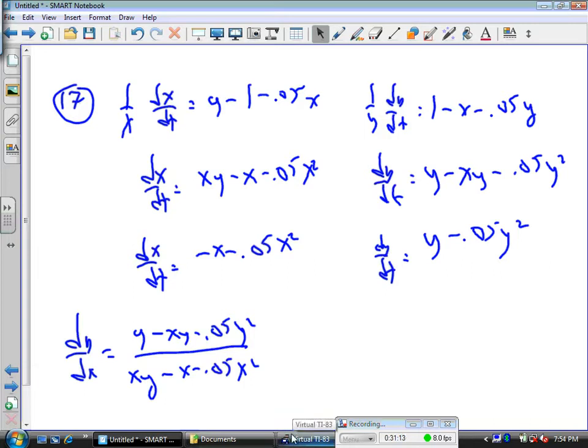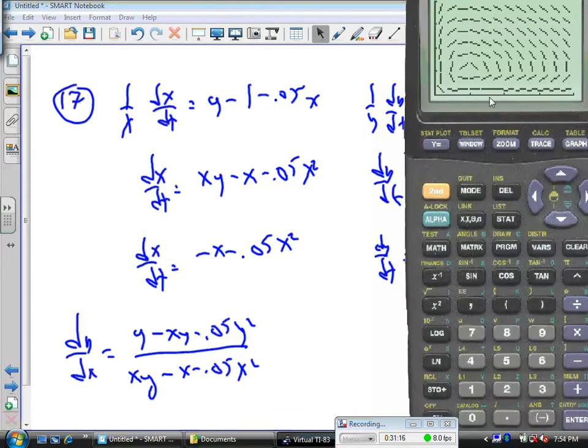Let's see what happens. Let's do some initial conditions. What if we start at 2, 2 again? What do X and Y do? Okay, let's find out. If I plug in 2, 2. 2 times 2 is 4, minus 2 is 2. Minus 0.05 times 4 is 0.2. So 4 minus 2 is 2, minus 0.2 is positive. X is positive now. So what's that? Up, down, left, right. dx dt is positive, means you're starting to move right.